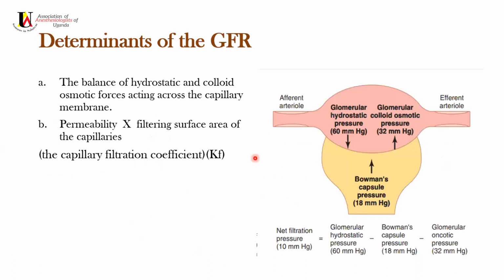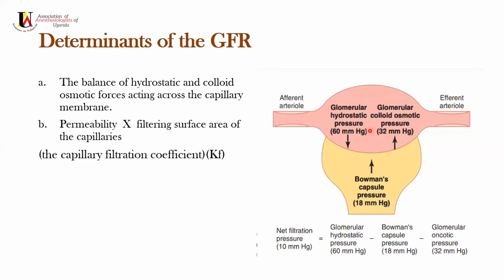So we have the determinants of GFR, that is glomerular filtration rate, which is determined by the balance of hydrostatic pressure acting across the capillary. And what is common with every membrane that participates in diffusion or transfusion is the permeability and the filtering surface area, what is known as the capillary filtration coefficient. Okay, talking about the pressures, which is so important, we have the glomerular hydrostatic pressure, which is about 60 millimeters of mercury, and this is provided by the renal blood flow.